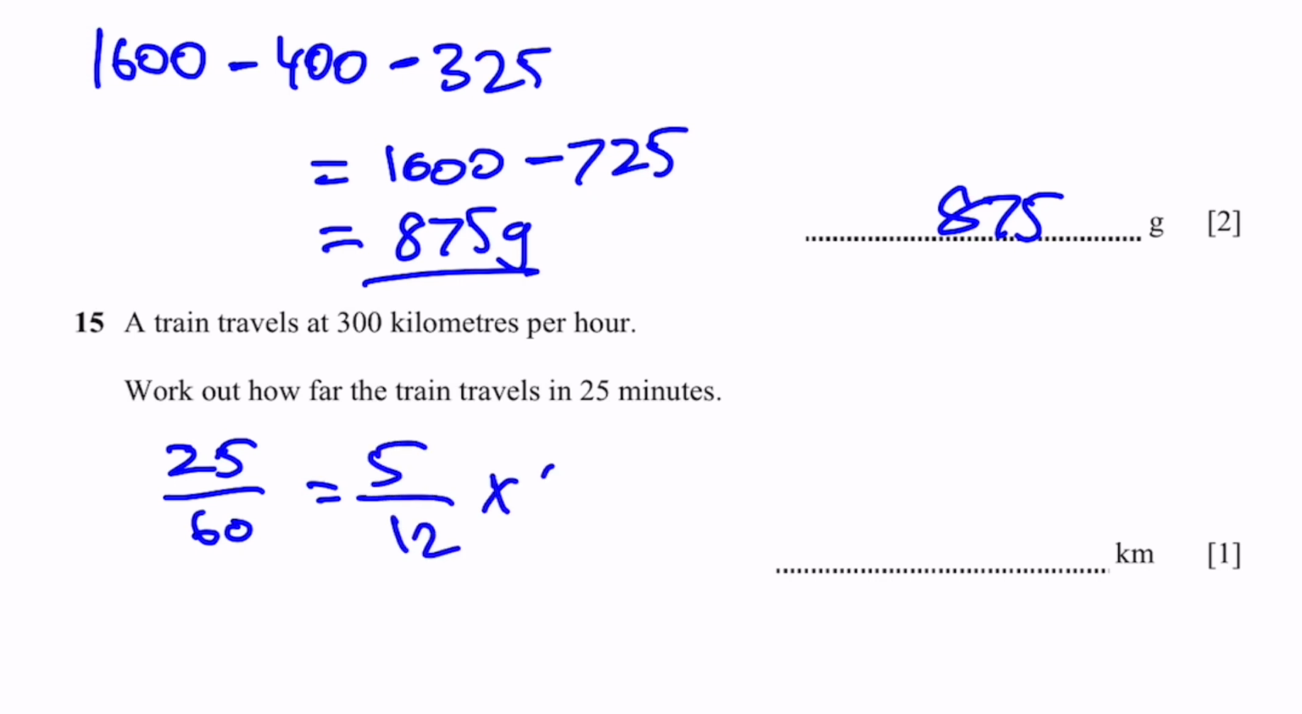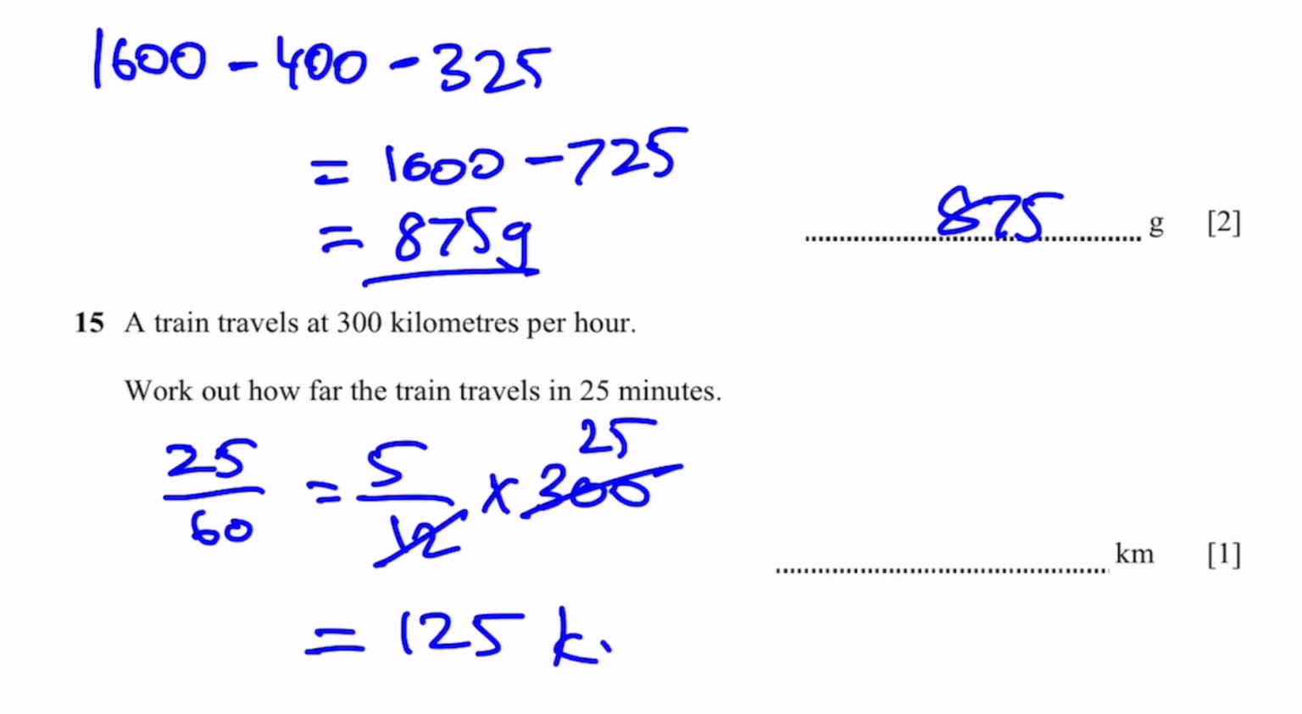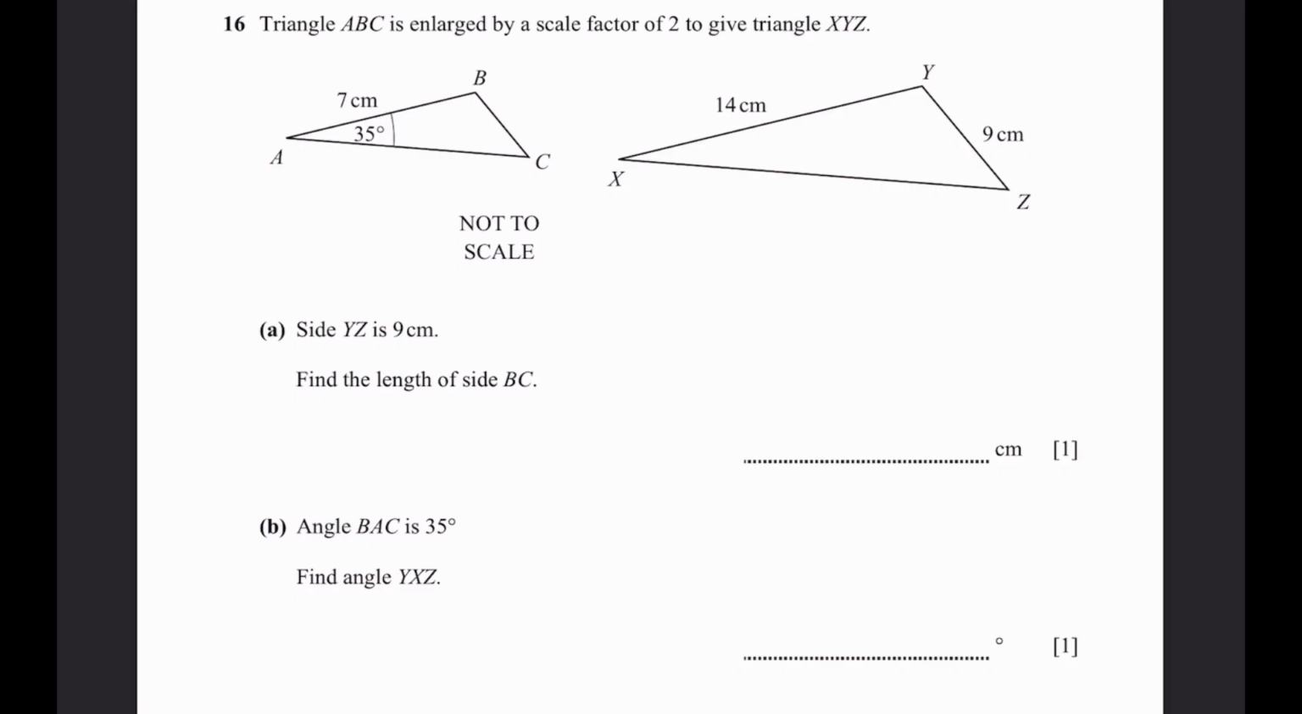And then when we multiply that by 300 to find out how much it is in 25 minutes, that's equal to, we can cancel out this, and we get 125 kilometers in 25 minutes. That's the answer.